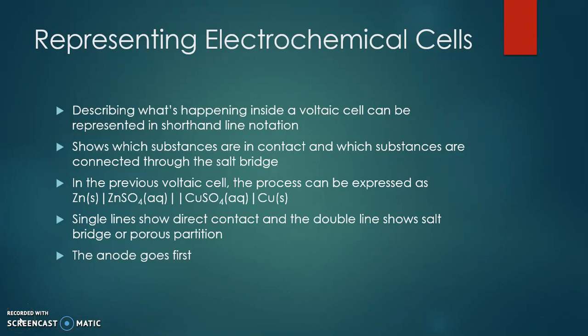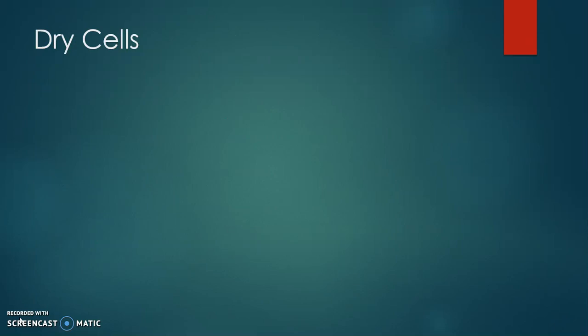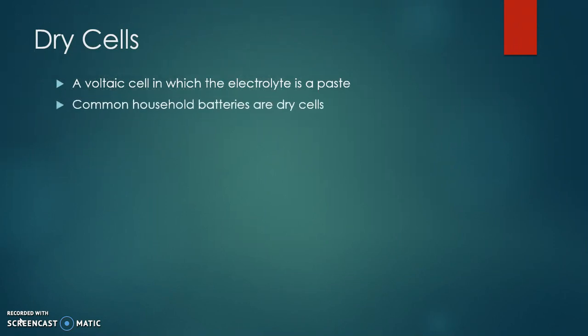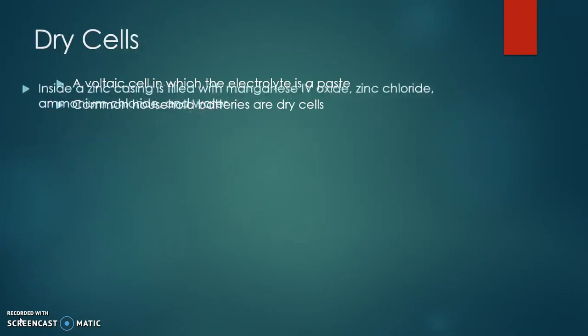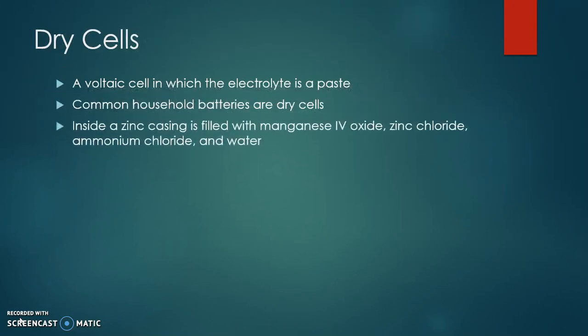So we can use these electrochemical cells to get energy. And one very common place to see this is in a dry cell, where instead of now having those solutions of those ions and the electrodes, it actually is a paste. We see this in our regular household batteries, AA, AAA, C, and D batteries. They're all dry cell batteries. They involve, again, this paste, which is made up of manganese(IV) oxide, zinc chloride, ammonium chloride, and water, and then the zinc casing on the outside.